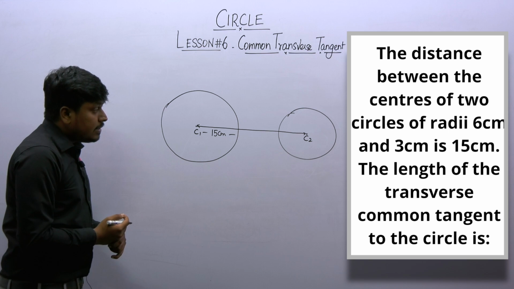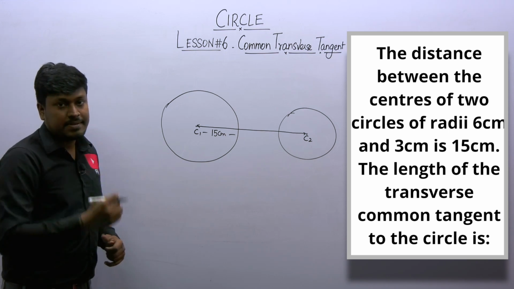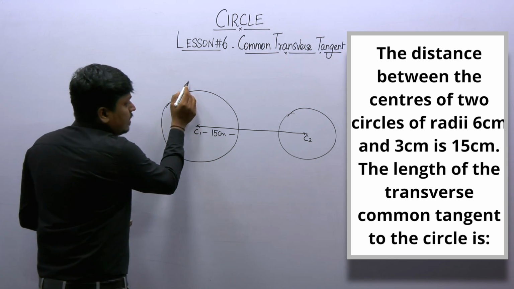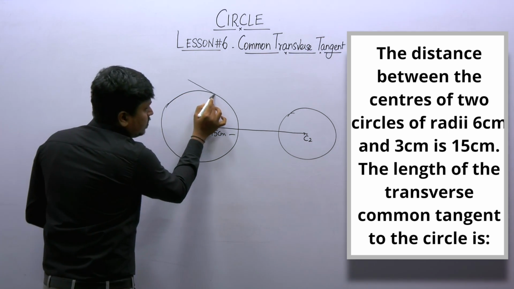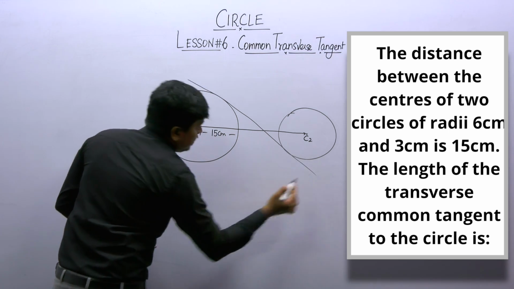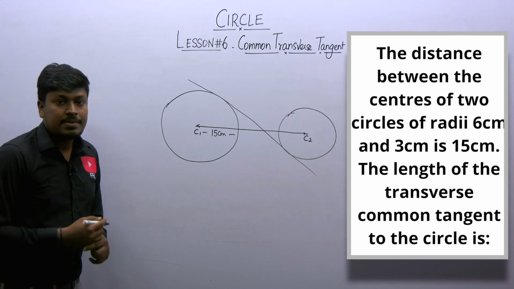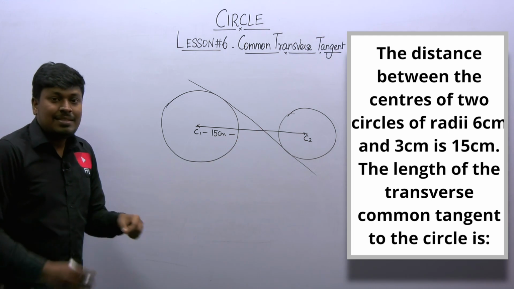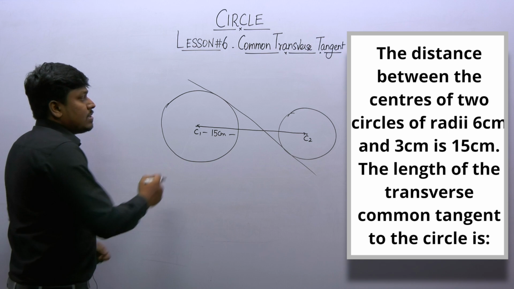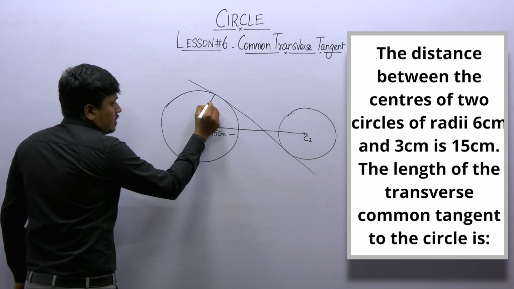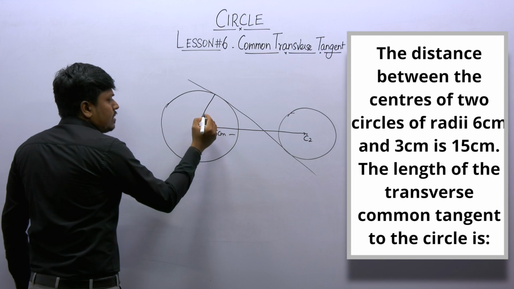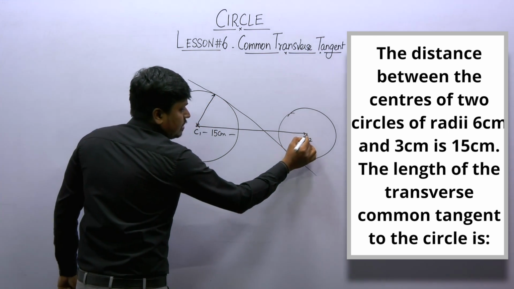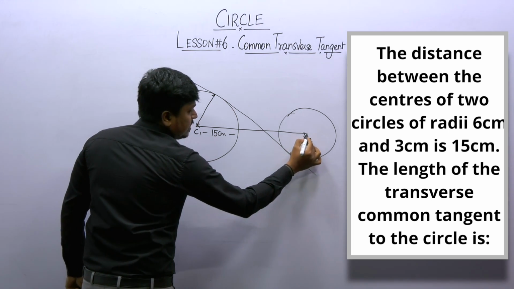And what is our target? Our target is to find the length of the common transverse tangent. So first let me draw the line which is the common transverse tangent. Just listen here. From this point I'm going to draw the common transverse tangent. Yes, this is called a common transverse tangent. It meets the center line, and it also divides the circles internally. Right? So this is called a common transverse tangent. This will be the radius of the circle, which is given as 6 centimeter. Similarly this will be the radius of the other circle, that is 3 centimeter.